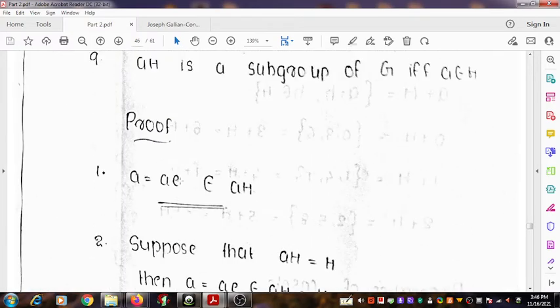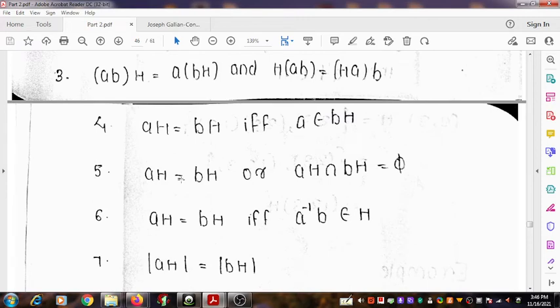Here, first, AH equal to BH, thus we get that A is an element of BH. This is the thing that we want to show. So assuming that AH equal to BH, we have shown that A is an element of BH. Now to prove the converse, you have to assume that A is an element of BH. Then we want to show that AH equal to BH.